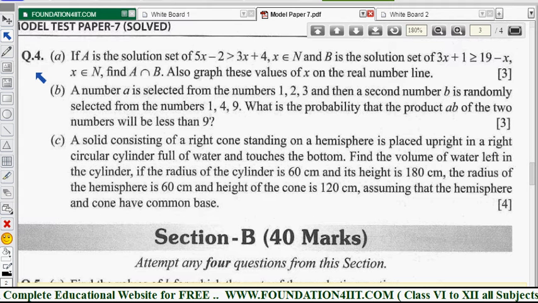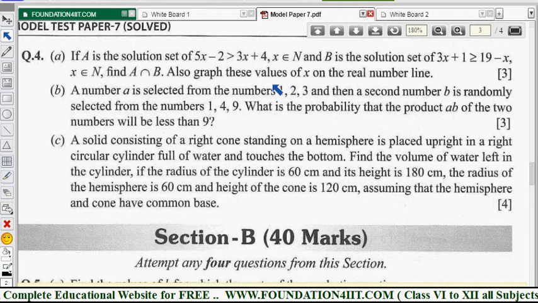Fourth question from this paper. So first four we need to write compulsory. In this first one: if A is the solution set of 5x minus 2 greater than 3x plus 4, x belongs to natural numbers, and B is the solution set of 3x plus 1 is greater than or equal to 19 minus x. So there are two sets. Find A intersection B. Also graph these values on the real number line.